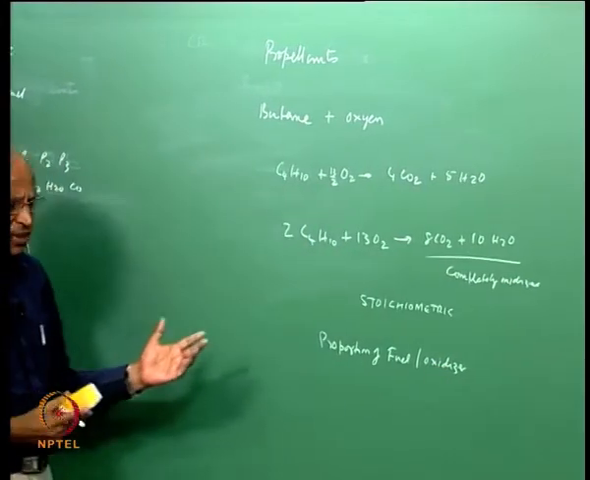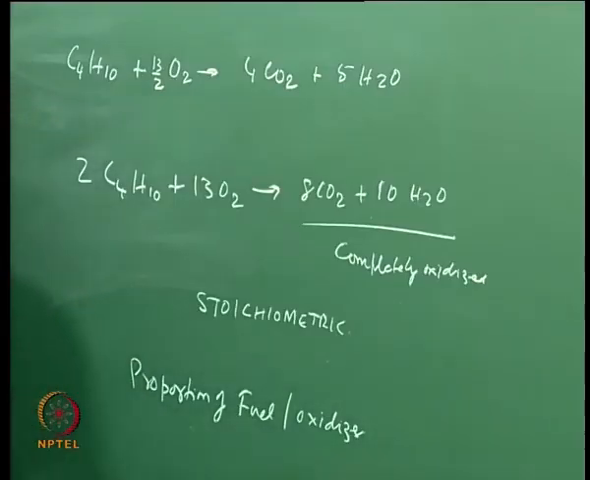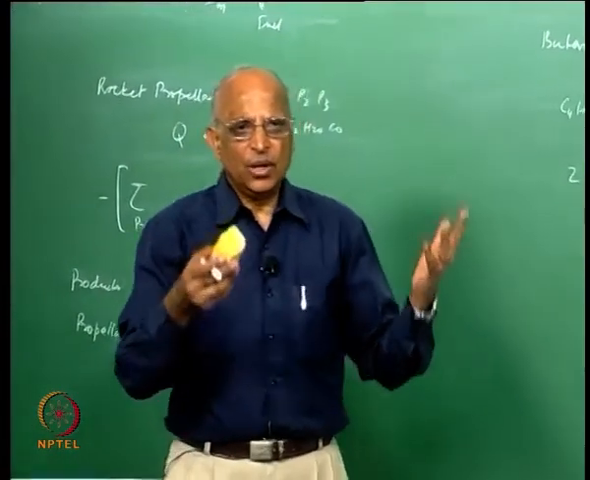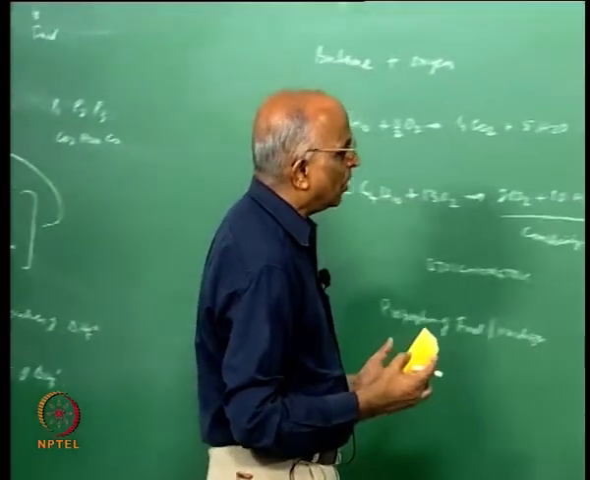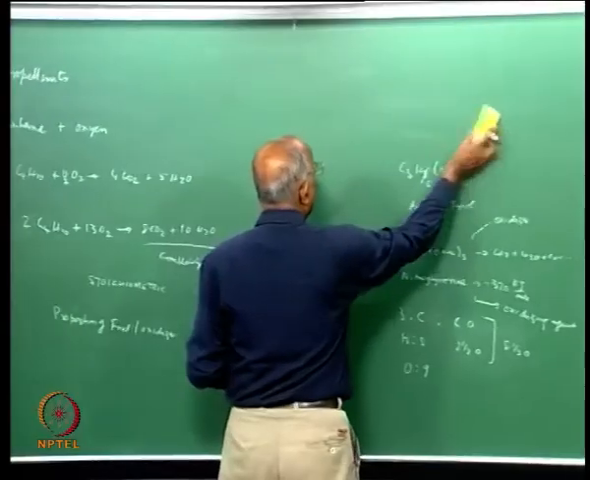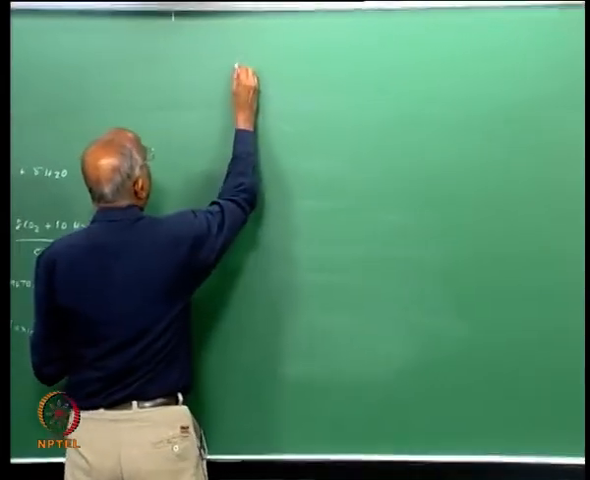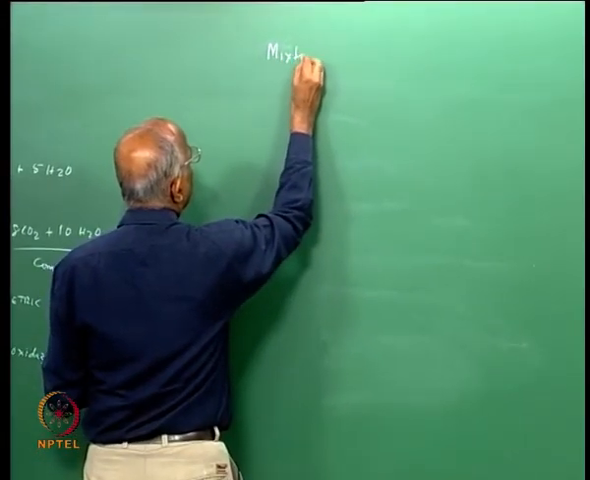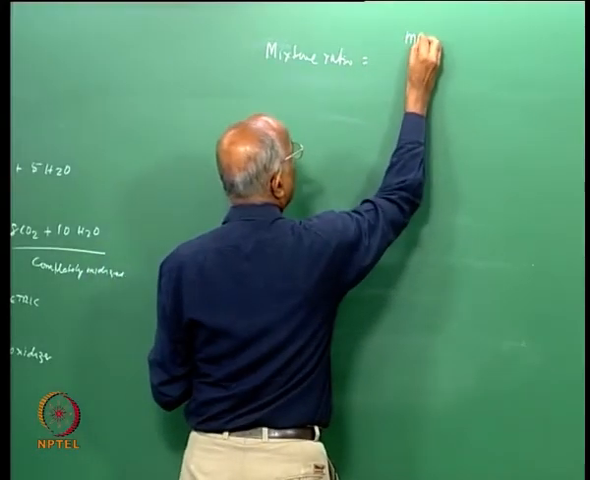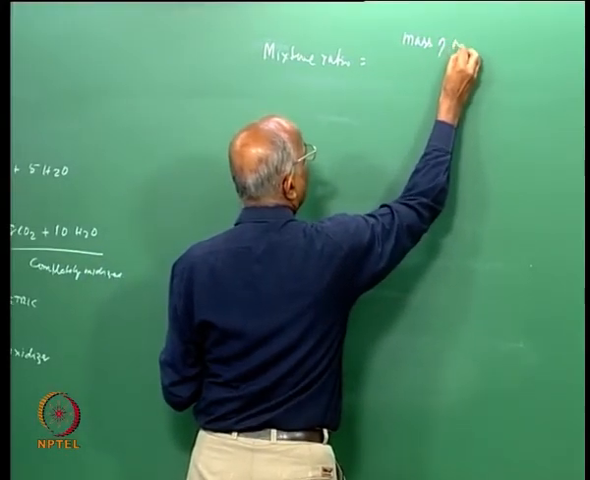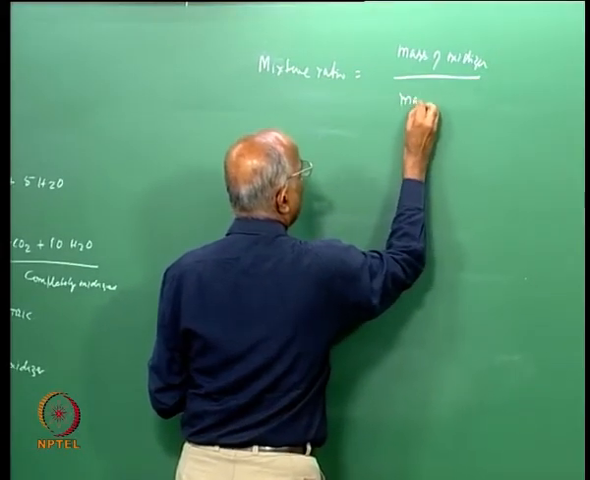When we studied the subject of combustion, we talked in terms of equivalence ratio, fuel air ratio, and we said equivalence ratio is fuel air divided by fuel air under stoichiometry. But in rocket parlance, or the terminology used in rockets, we use the word mixture ratio, and mixture ratio is defined as mass of oxygen or mass of oxidizer divided by mass of fuel in a chemical reaction.